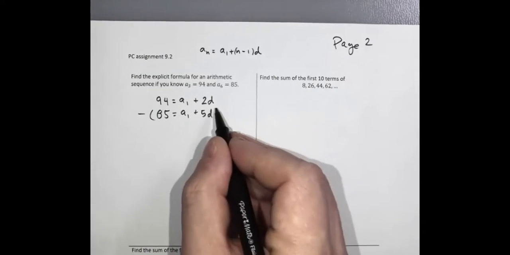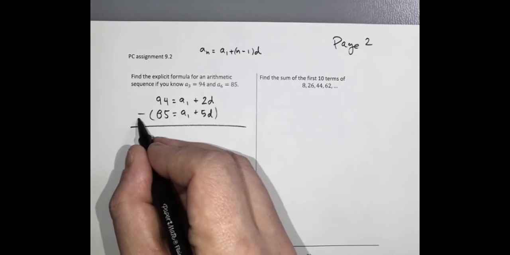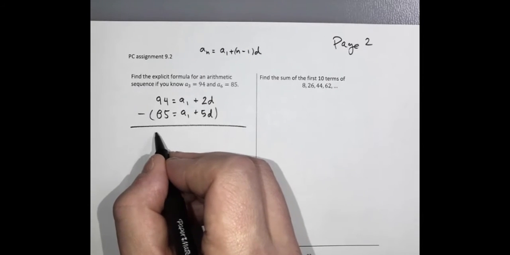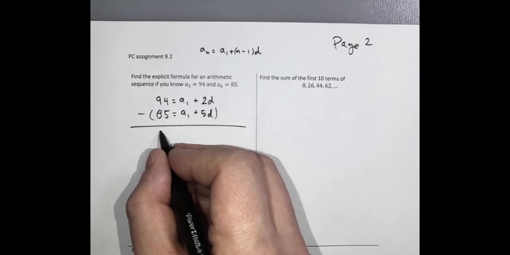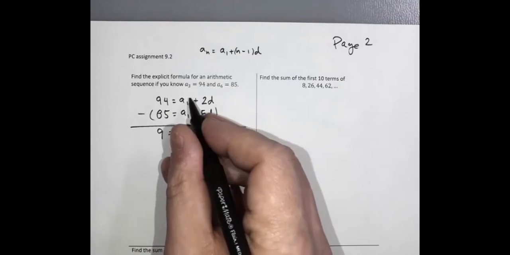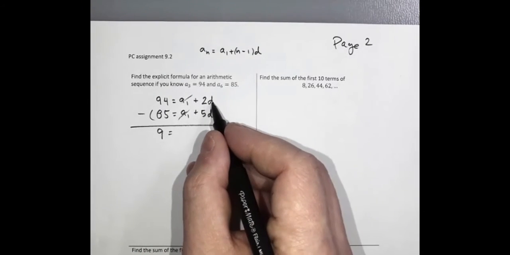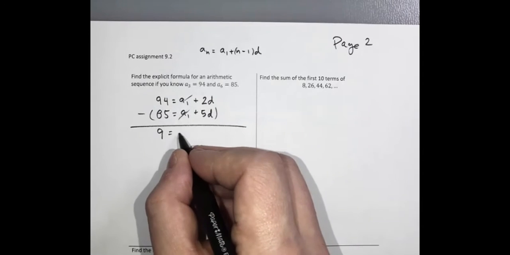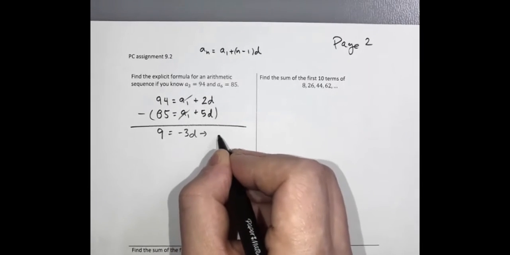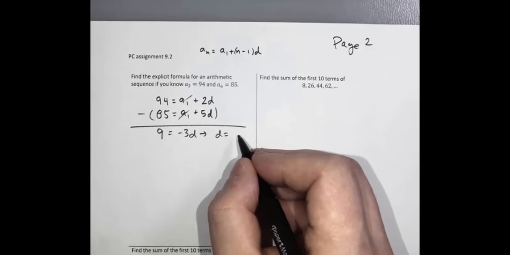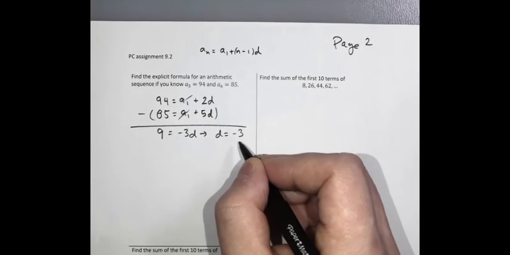So now subtracting these from each other, 94 minus 85 is 9, a1 minus a1 cancels, and 2d minus 5d would be negative 3d. And therefore the difference must be negative 3.